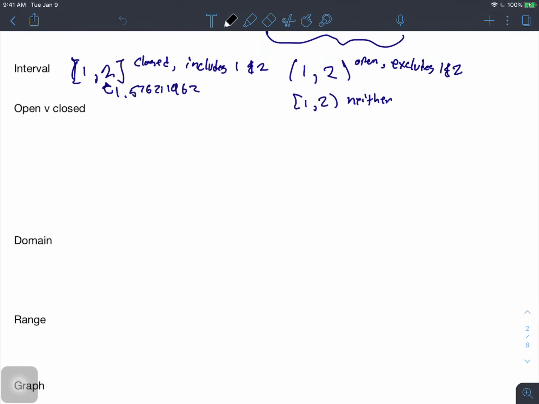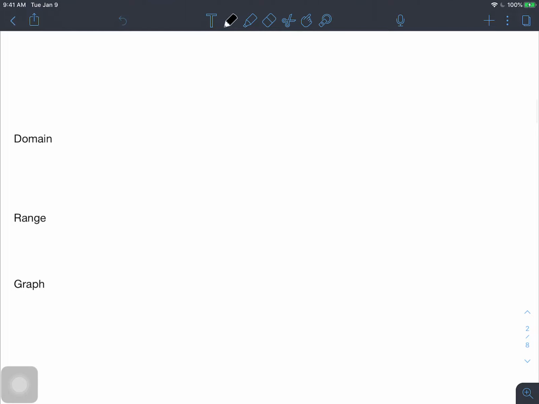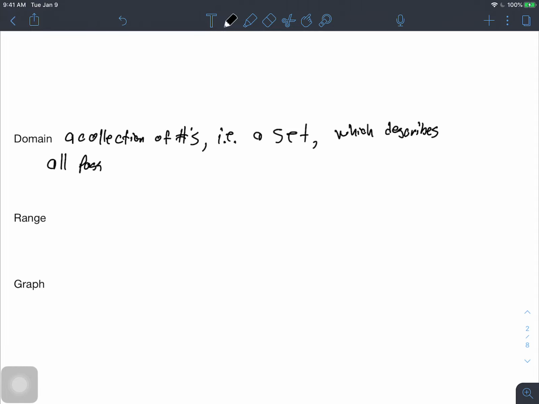So a domain, this is still review, is a collection of numbers, i.e. a set, which describes all possible inputs for our function.